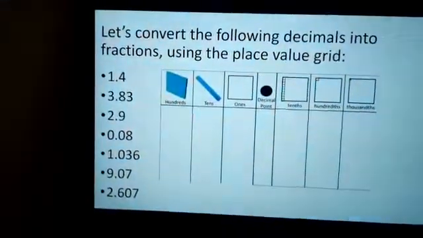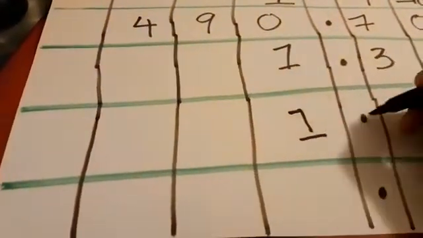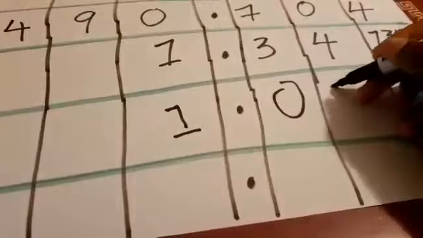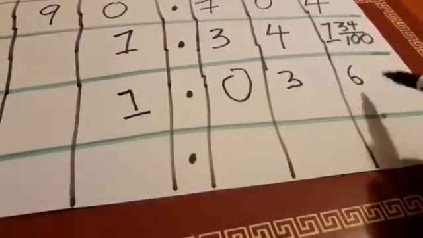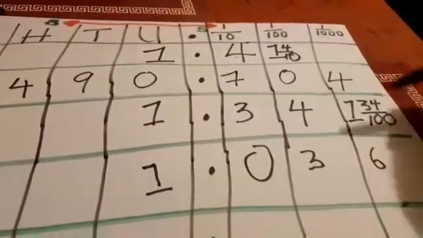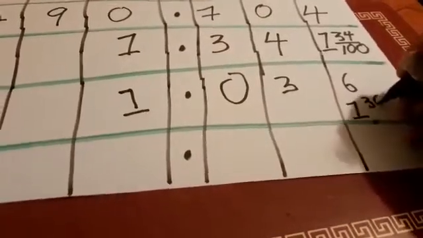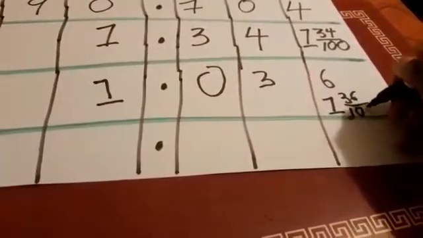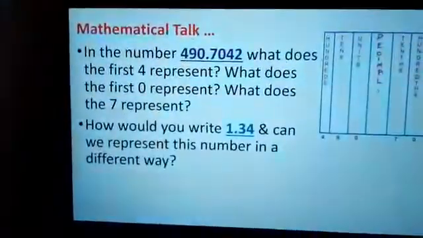So let's try another one. 1.036. 1 decimal 0 3 6. Okay, so of course you're ahead of me. I can see that is 1 whole 36 over 1,000. Good, because the 6 is in the thousandths column. So this will be 1 whole 36 over 1,000. And that's it. That's effectively it. It really is as simple as that.